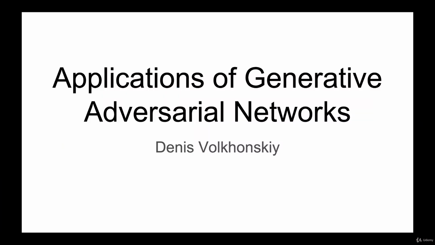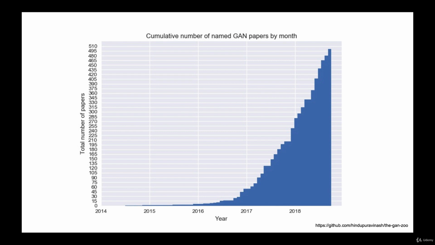Thank you. In this section we will talk about applications of generative adversarial networks. On the slide you can see the total number of papers for generative adversarial networks that were published since 2014, and in fact this image was taken from one of the GitHub accounts that host all these articles, but I think there are many more articles, maybe around 1000.